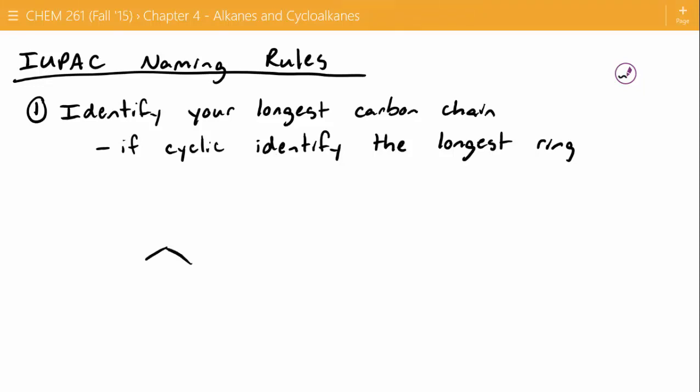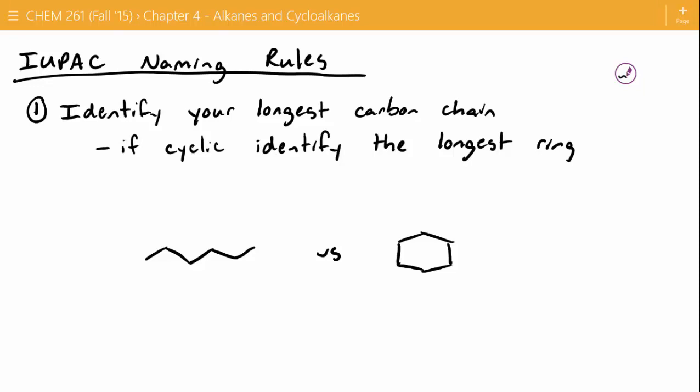So let's say we've got that molecule right there. How many carbons are in there? 6. So what would it be called? Hexane. Hexane can't be confused with this molecule, which also has 6 carbons. This would be referred to as cyclohexane to refer to the fact that it's in a ring.